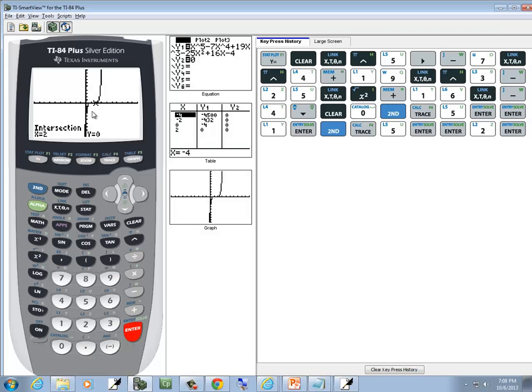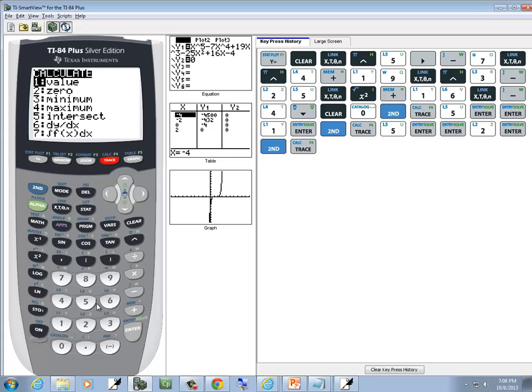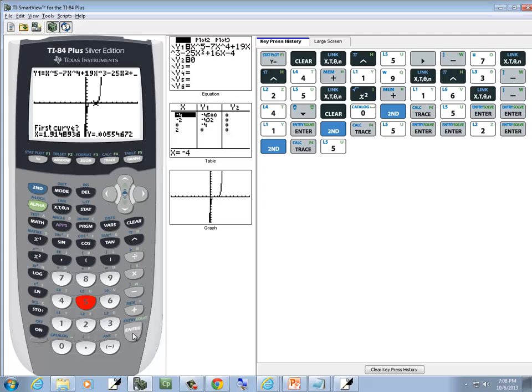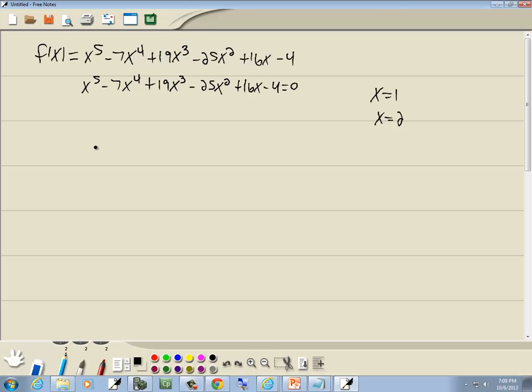I didn't see that. So if it comes up above at 1, comes back down at 2, then that means it must come up again. Either that or it's touching at 2, one of the two. So let's just try 3 for the guess. We'll do second trace, choose intersect, enter, 3. Okay, we'll get 1.0000247. That looks like x equals 1. Sometimes you get answers real close to the actual answer like that, and it's a rounding issue that comes up.